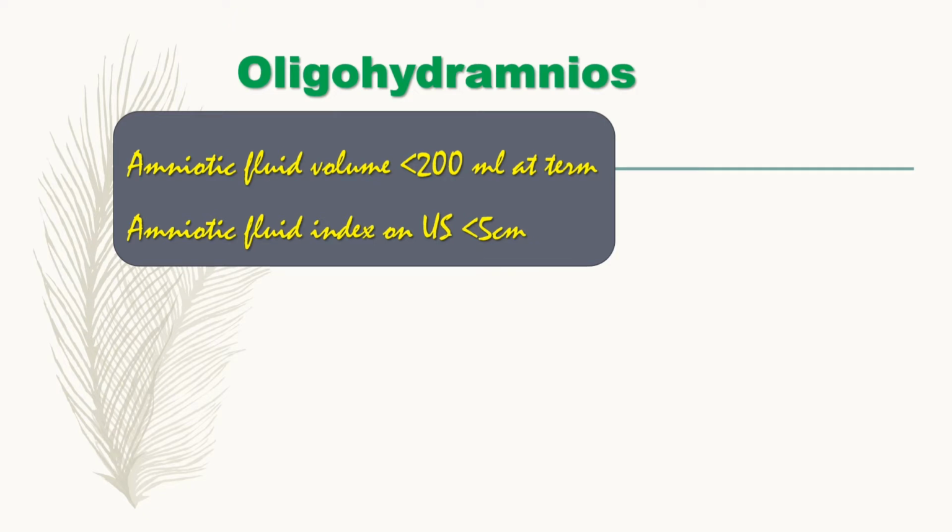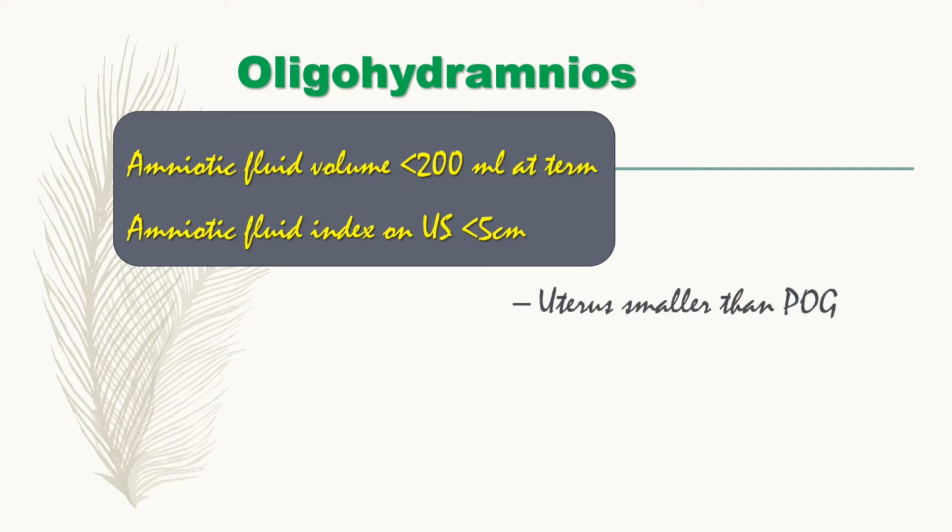First, oligohydramnios. What is oligohydramnios? If amniotic fluid volume is less than 200 ml at term, that is defined as oligohydramnios, and if the amniotic fluid index is less than 5 centimeter in ultrasonography, that is also known as oligohydramnios. So amniotic fluid volume less than 200 ml and amniotic fluid index less than 5 centimeter.